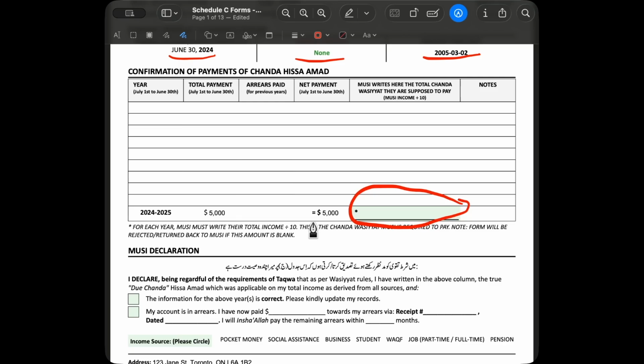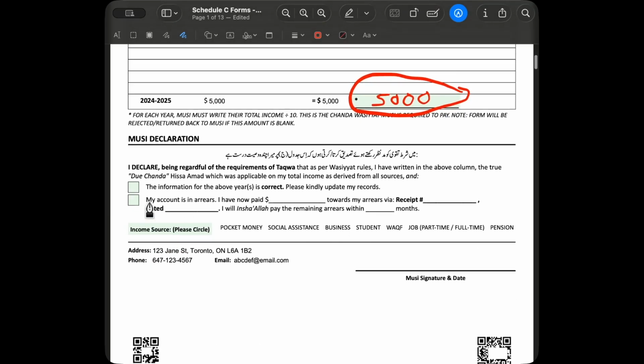So if this Musi was making $50,000 per year, then this Musi would pay $5,000 in Chanda Wasiyat at a rate of 1/10. So since he has paid $5,000, he will just simply write down 5,000 here. So this is his declaration that this is what he was supposed to pay. And then when we come down, here on the bottom, you will tick mark, the information for the above year is correct. Please kindly update my record.